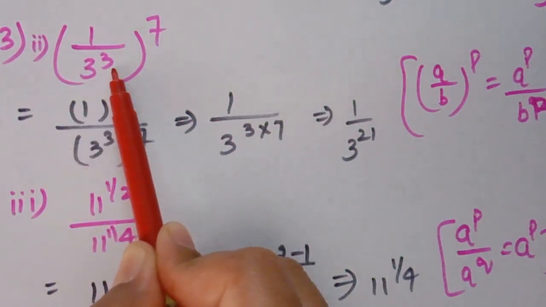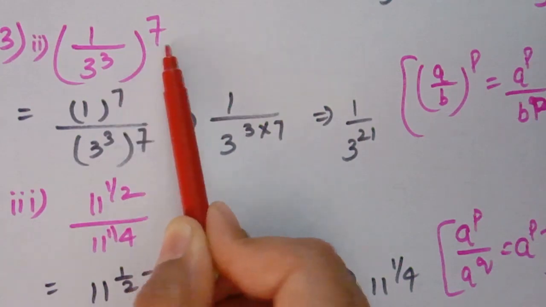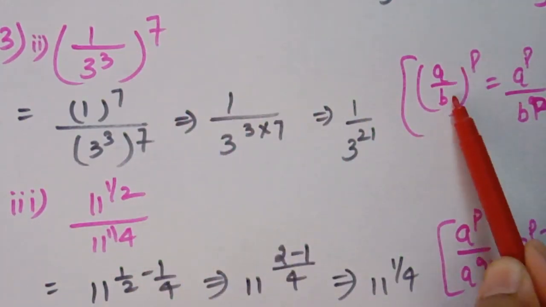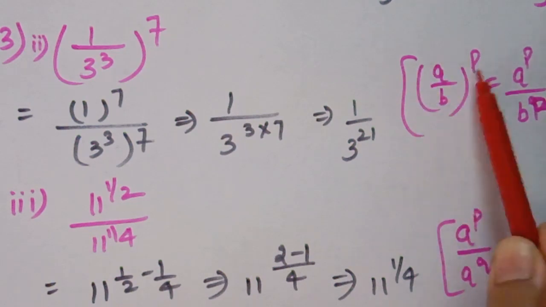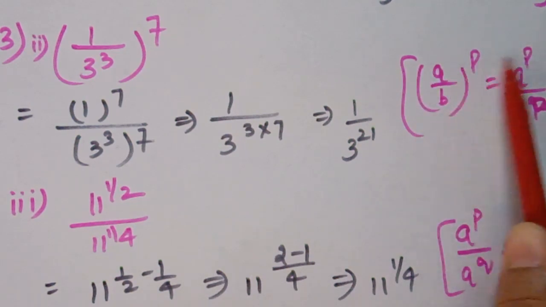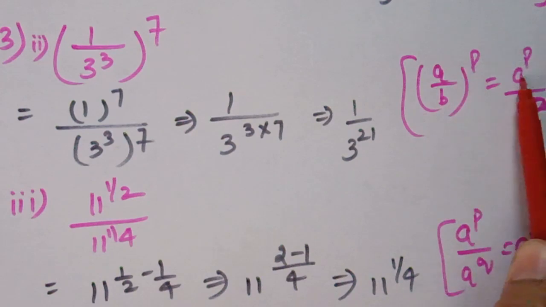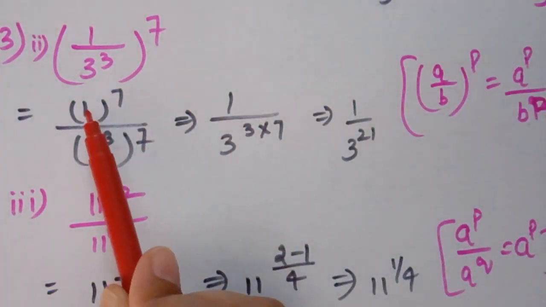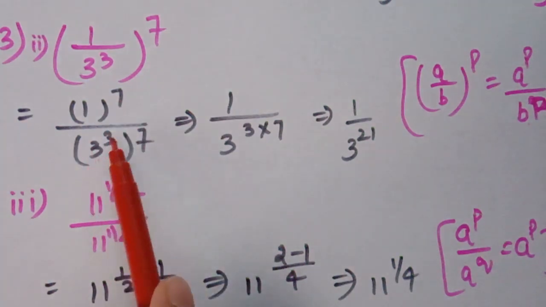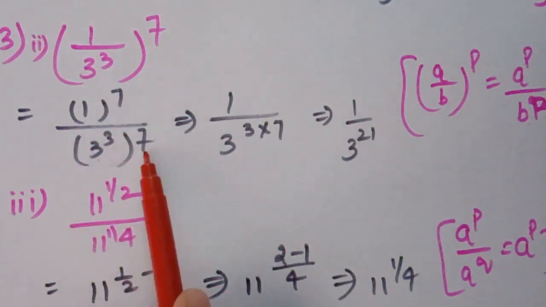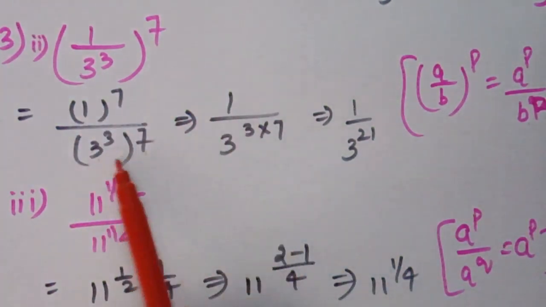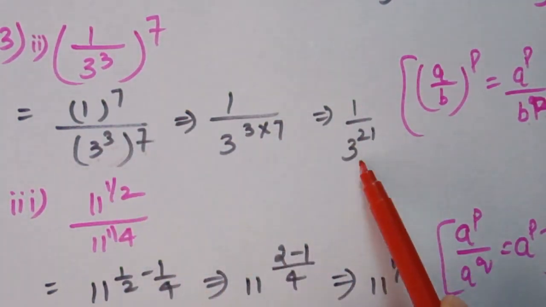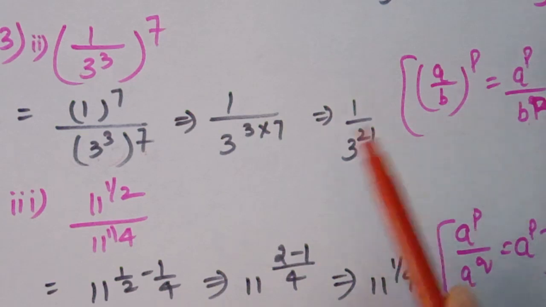Next is the third question, part second: 1 upon 3 raised to the power 3 and the whole power 7. We know a law: when a combined number in the division process has a combined power, we will separate them like this, a raised to the power p and b also raised to the power p. We will apply this law here. 1 raised to the power 7, 3 raised to the power 3 and the whole power is 7. Now we will solve. We will multiply both the powers. It is 1 upon 3 raised to the power 21.